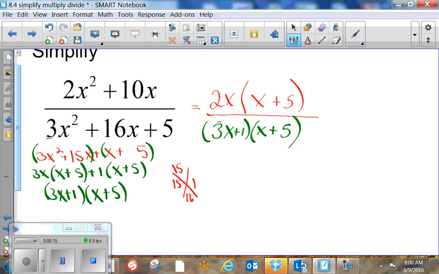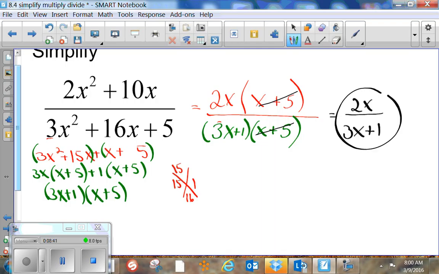Almost there. So I do see a common factor as I switch. What's my common factor? That's gone. So my final answer will be 2x over 3x plus 1. Again, can I cancel the x? No. Do not cancel the x. I'm done. Again, not hard.